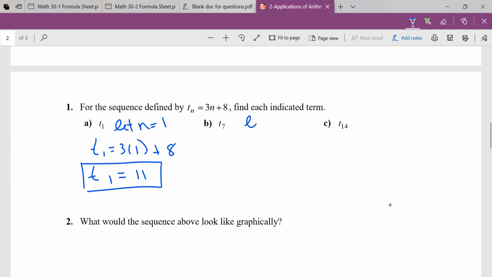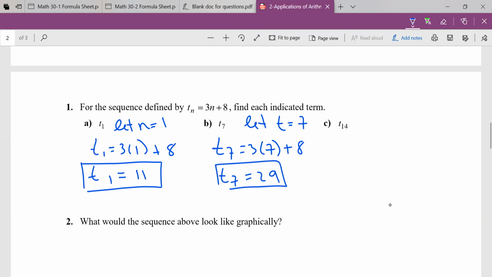T7, well, same idea. You're simply going to let n equal 7. So T7 is 3 times 7 plus 8. Well, that's 21 plus 8. That sounds like 29 to me.